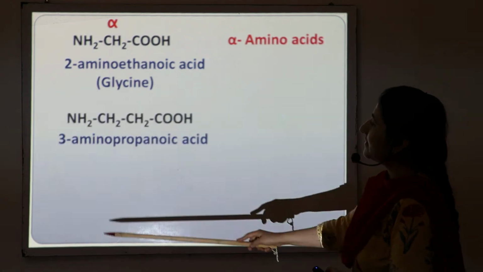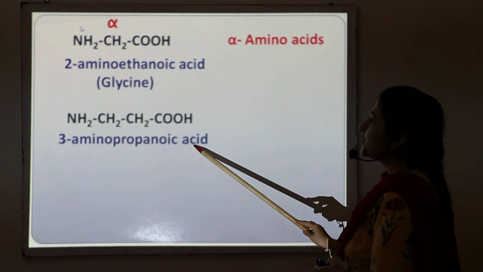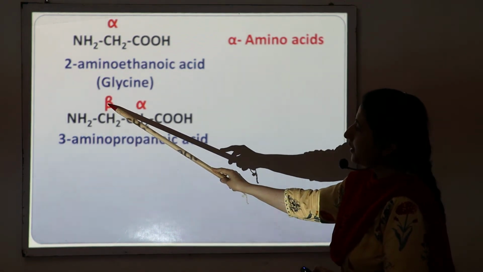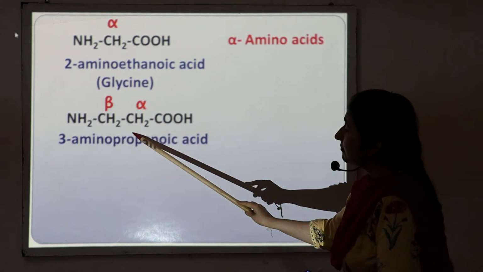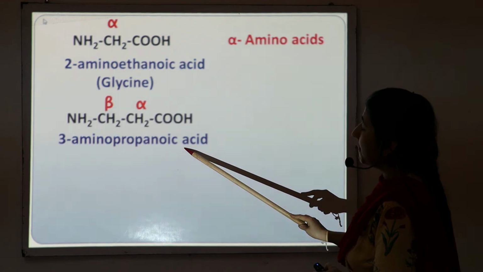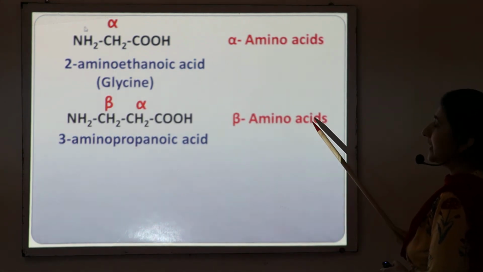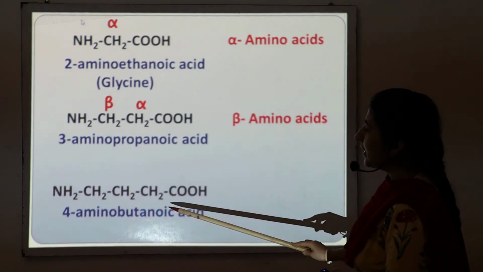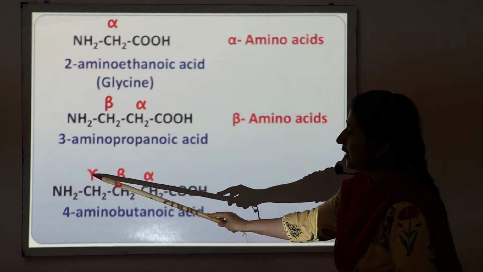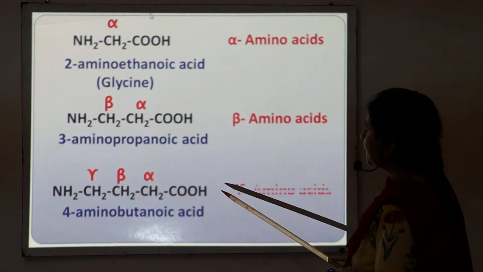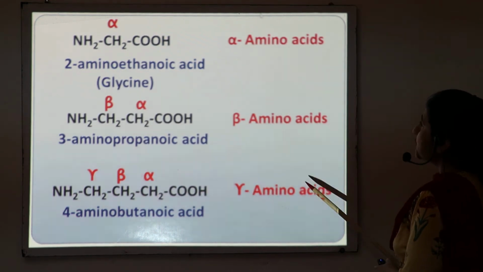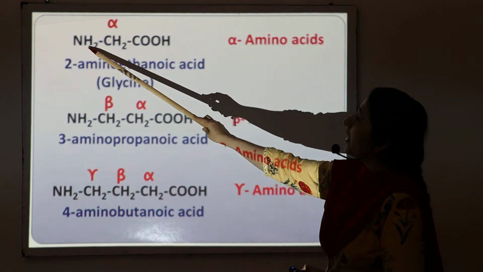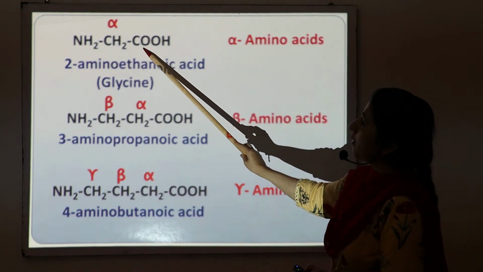The next example is 3-amino propanoic acid. In this case, the amino group is attached to the beta carbon, so this amino carboxylic compound is known as a beta amino acid. The third one is 4-amino butanoic acid. In this case, the amino group is attached to the gamma carbon, so this is known as a gamma amino acid. So we have different classes of amino acid depending upon the position of the amino group with respect to the carboxylic acid.